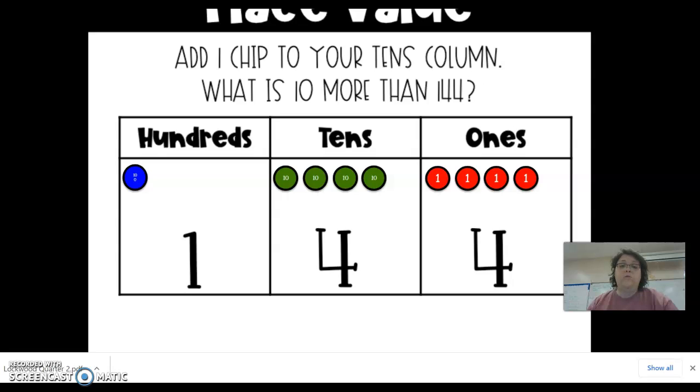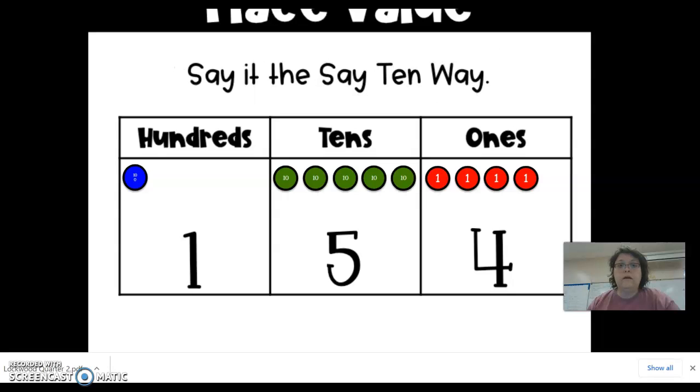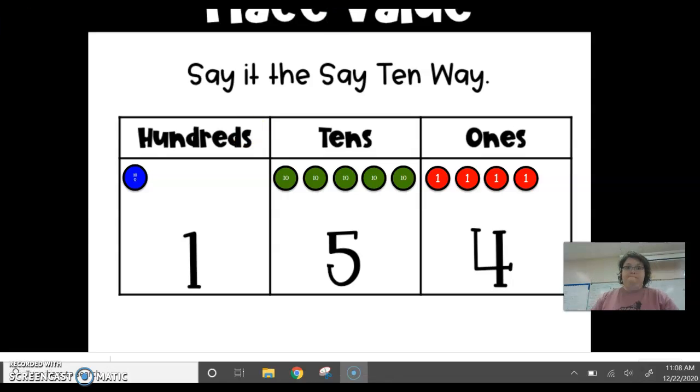And I'm going to add 1 chip to the tens column right in the middle, and it will become 100, 5 tens, 4 ones, which is 154. Because I added 10 more to 144. The say tens way is 100, 5 tens, and 4 ones. Okay.